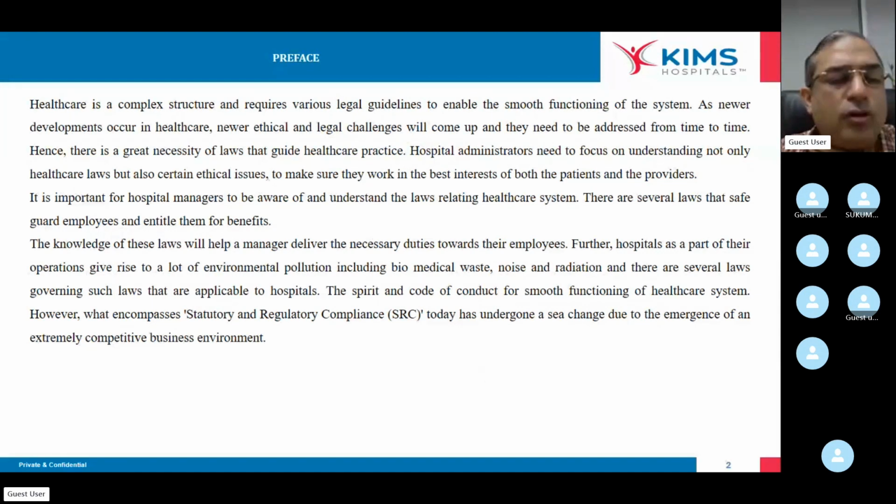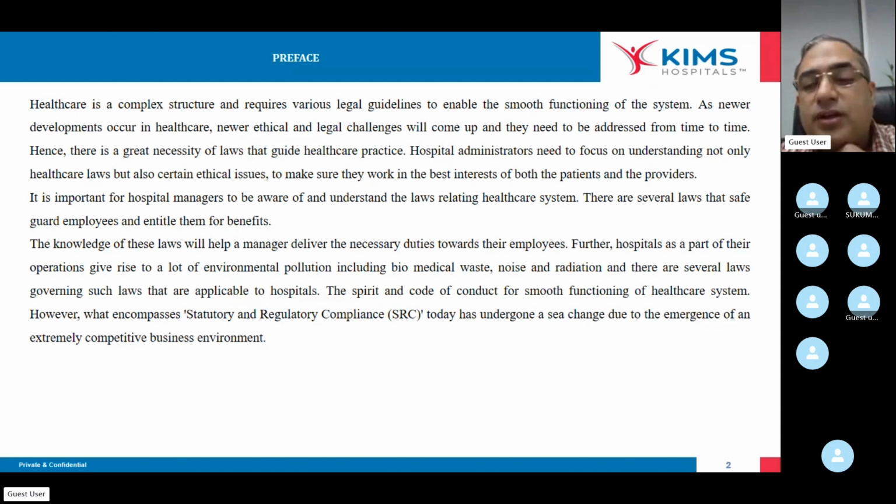It is also important for hospital managers to be aware of and understand the laws relating to the healthcare system. There are several laws that safeguard employees and entitle them for benefits. The knowledge of these laws will help a manager deliver the necessary duties towards their employees. Further, hospitals, as a part of their operations, give rise to a lot of environmental pollution, including biomedical waste, noise, and radiation. And there are several laws applicable to hospitals governing these.